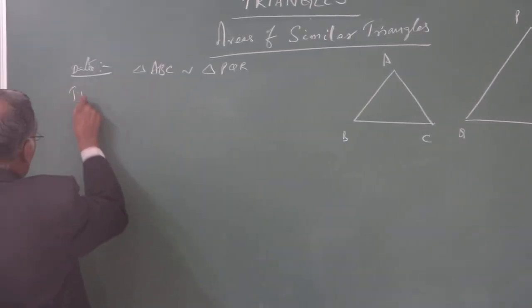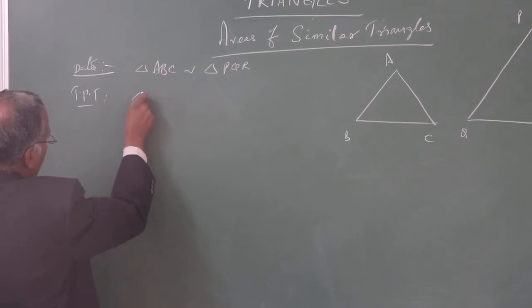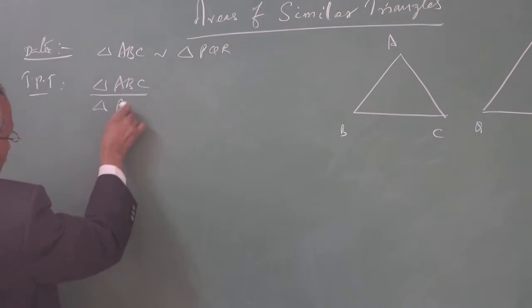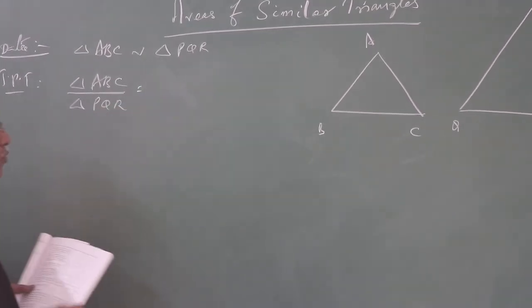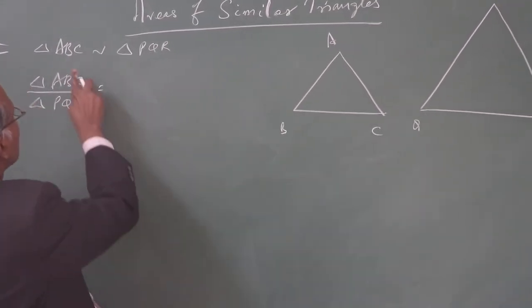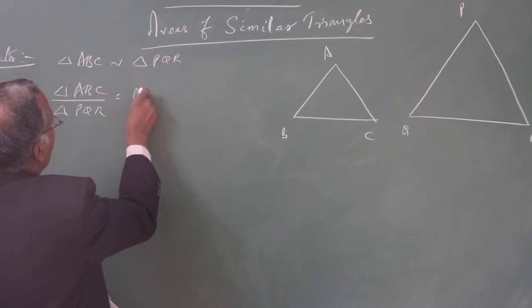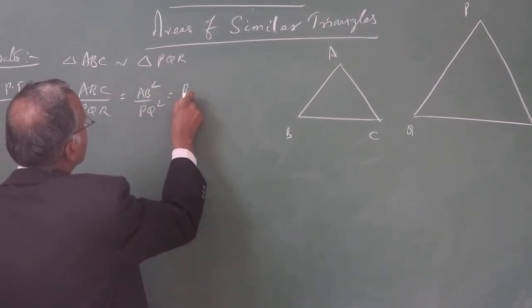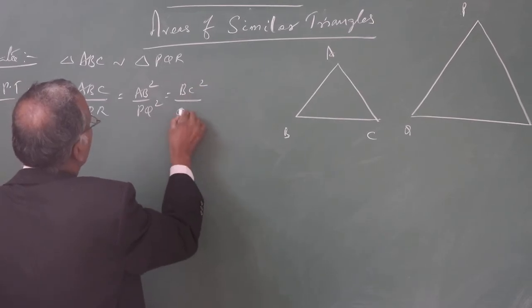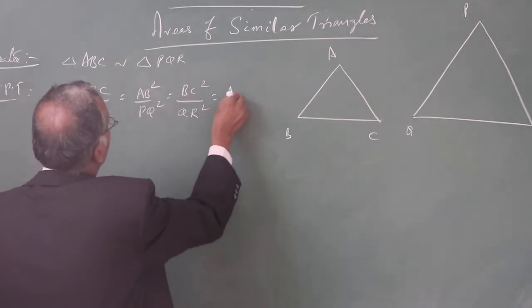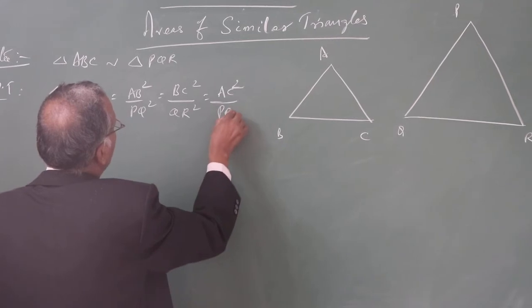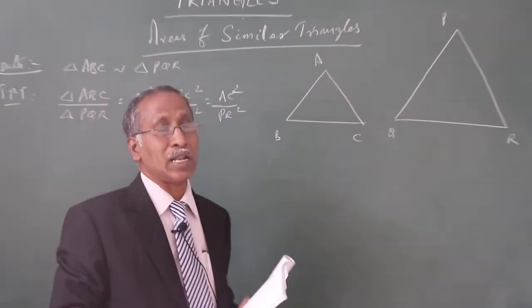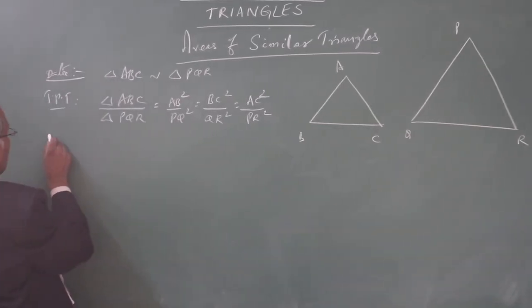Therefore, to prove that area of the triangle ABC by area of the triangle PQR is equal to the squares of the corresponding sides. What are the corresponding sides here? AB square by PQ square, BC square by QR square, AC square by PR square. You need not prove all the three. Any one pair of the corresponding sides you can choose. That is enough. What is the construction here now?